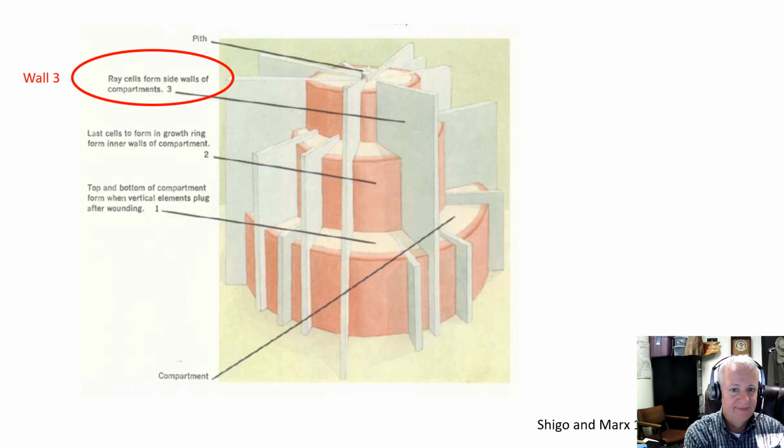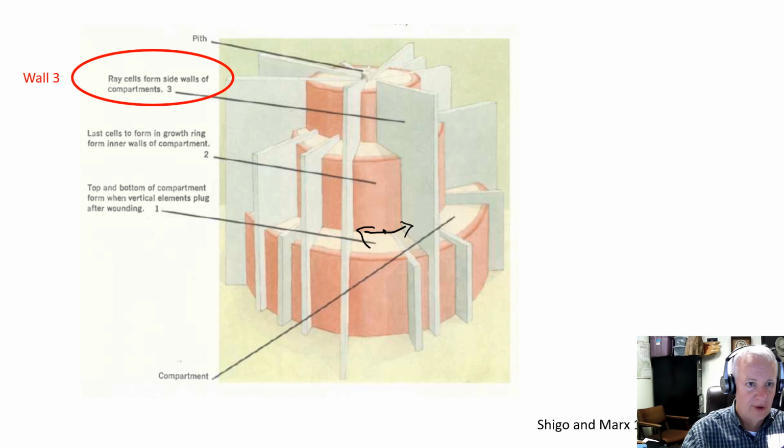Wall 3 is formed by the ray parenchyma, and that would prevent movement of pathogens in sort of a circumferential pattern. So prevents movement in that direction in the stem.